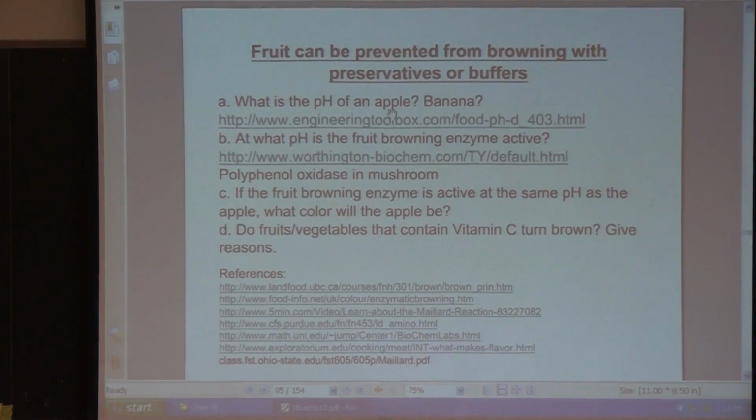Now, what you want to look up is what the pH of an apple and a banana are. Should we do that now, or do you guys want to do that later? Now? Yeah, that clock's been broken. Okay, so let's take a look now.